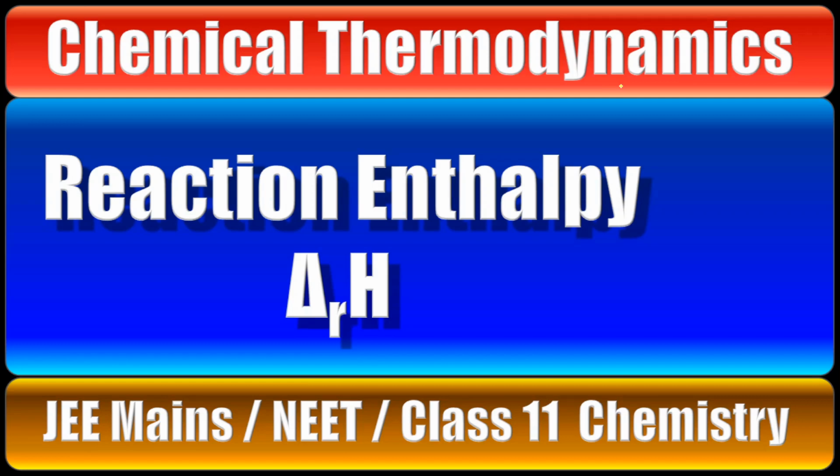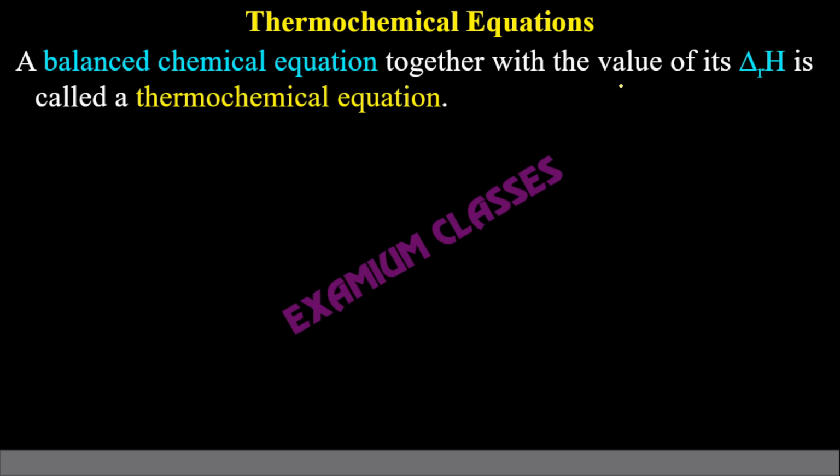Next is reaction enthalpy. That is the change in enthalpy of the entire reaction, delta H. A balanced chemical equation together with the value of its delta rH of the reaction, that is, the enthalpy change of the whole reaction, is called a thermochemical equation. So what is a thermochemical equation? A thermochemical equation is the equation of a reaction in which either heat is transferred or heat is absorbed, meaning it is either an exothermic reaction or an endothermic reaction. If there is no heat change, obviously there is no temperature change involved, we won't normally refer to it as thermochemical, delta H will be 0.